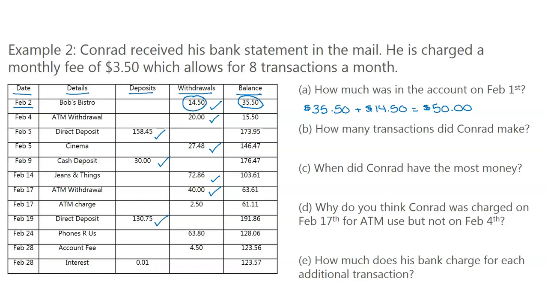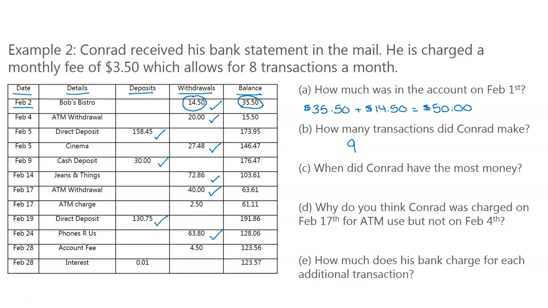So moving on, we have a direct deposit. Here we probably have his cell phone bill. And then the last two, we have an account fee and then interest. And again, we don't count those as transactions. So now in total, he made 9 transactions. One more than the monthly fee allowed.